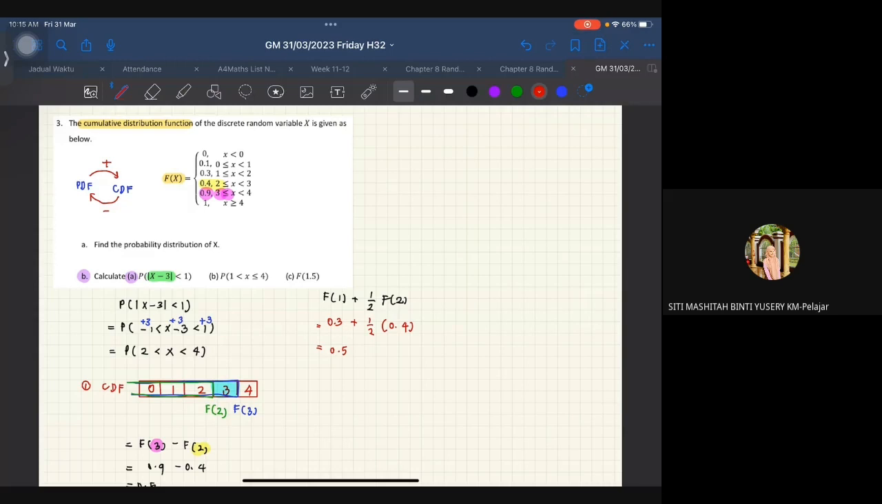Ya, Miss. Okay. So nanti Mashi WhatsApp saya semula pasal benda ni. Okay, Miss. Okay. Okay. Alright. So saya nak betulkan pemahaman awak nanti.